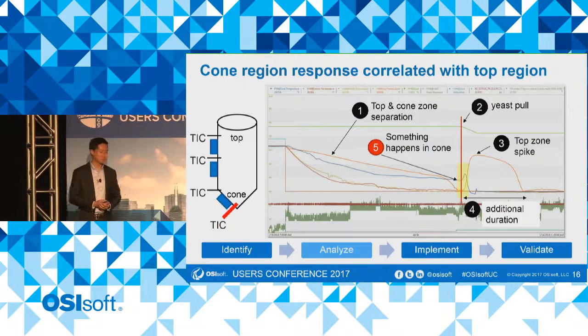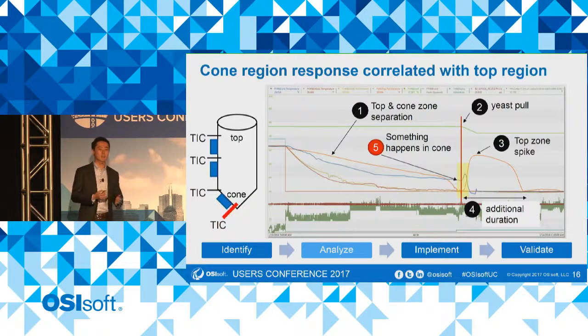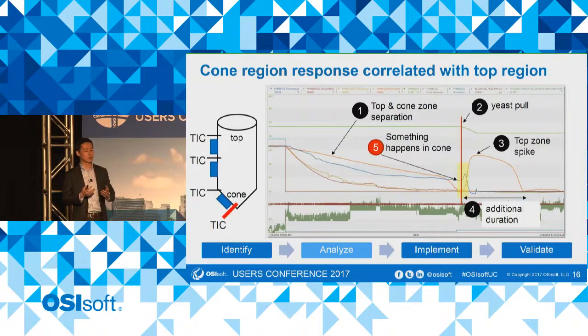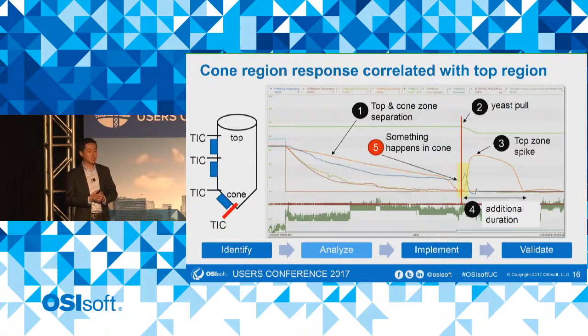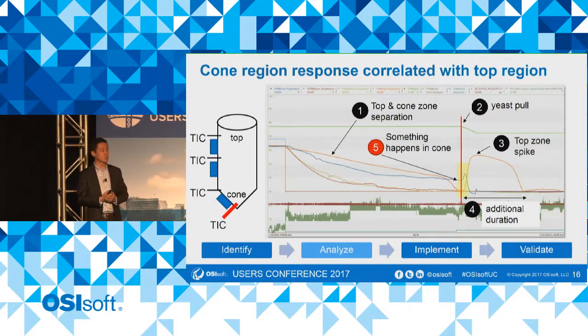What you're looking at here is a PI CoreSight trend of a cooling process after they've added that new temperature sensor. Right off the bat, we still see that huge top temperature spike, as you see in the orange trend, but in the blue trend, that's the cone temperature. And for the engineers at Deschutes, right away they saw a correlation between these two things. As the cone temperature decreases, we actually see that top zone temperature start to spike up.